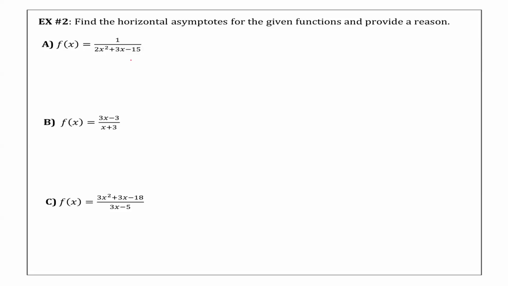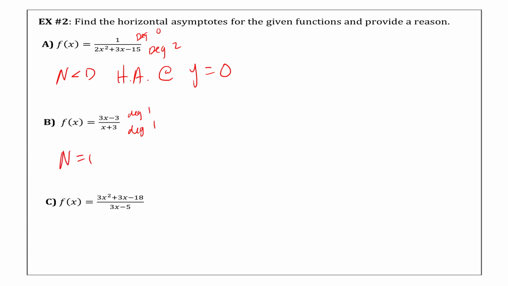Okay, so really quick, on here, again, you're paying attention to the degree of the numerator. The degree of your numerator here is 0 because there's nothing there. The degree here is going to be 2. So n is less than d, which means that you have a horizontal asymptote at y equals 0. The degree of your numerator here is 1. The degree of the denominator here is also 1. So n equals d, which means that you're just going to focus on your leading coefficients. So your horizontal asymptote is at y equals 3 over 1, which equals 3.